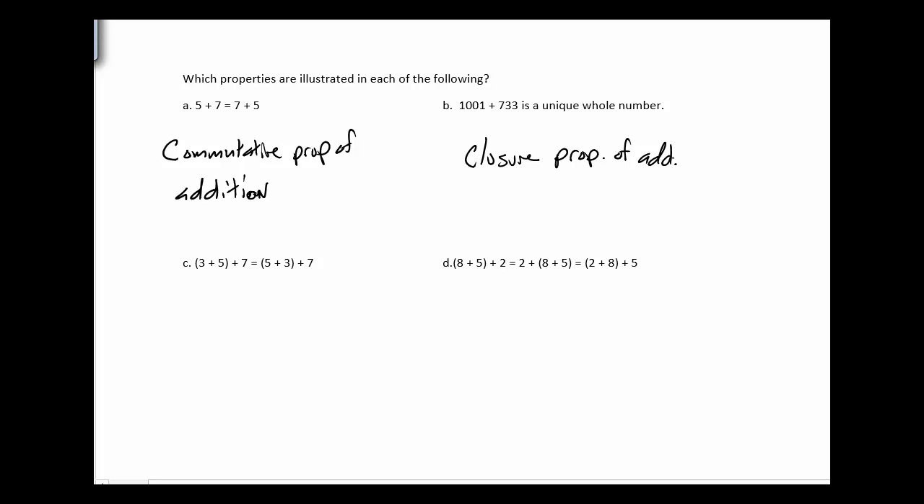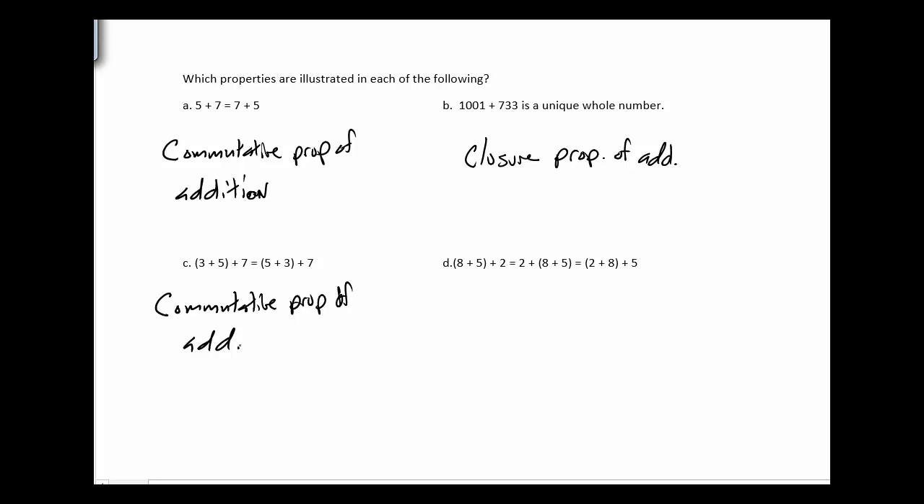Okay, down below, C, 3 plus 5 plus 7 is the same as 5 plus 3 plus 7. So you want to emphasize to your students, notice what changed. Did the parentheses move or did the order of the numbers move? And if you think about it, the only thing that actually switched was 3 and 5. The property that allows me to switch the place of two numbers would be the commutative property. So commutative property of addition.